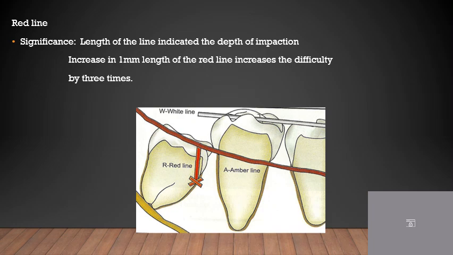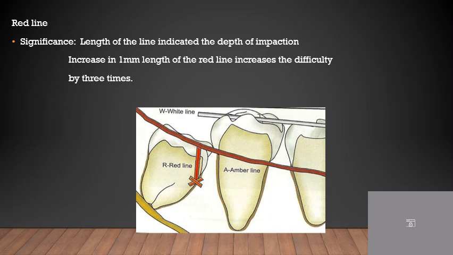Coming to the red line, this is a perpendicular line dropped from the amber line to an imaginary point of application of the elevator. The point of application of the elevator is always on the CEJ, on the mesial surface of the impacted tooth, except in the distoangular tooth, where it is the distal surface of the impacted tooth. As a general rule, any tooth with a red line of 5 millimeters or more in depth is better removed under general anesthesia.